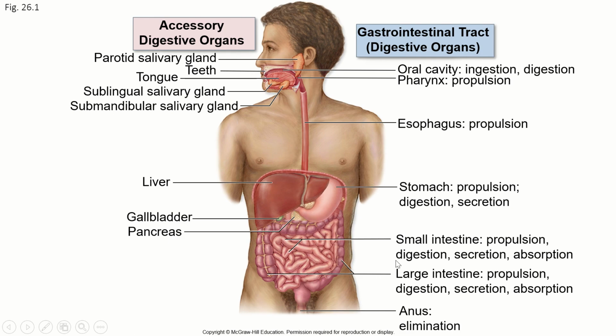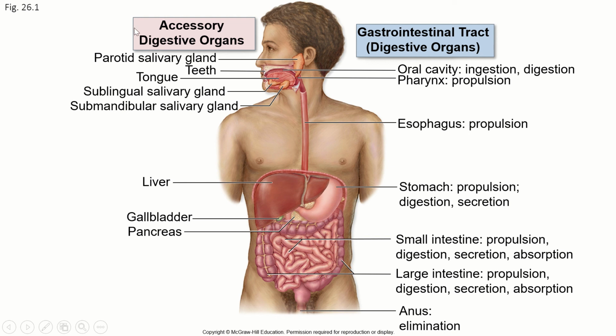So let's review before we end this. We've got the organs themselves, starting with the oral cavity where we do ingestion and the start of mechanical and actually chemical digestion. We'll talk about that in a moment. The pharynx is where you swallow. The esophagus is in charge of propulsion, moving the food down to the stomach, which is going to do digestion and secretion. And then the small intestine and the large intestine that do propulsion, digestion, secretion, and absorption. And we'll talk about how different parts of these organs do more or less of each of these. And then, of course, the rectum and the anus for elimination.